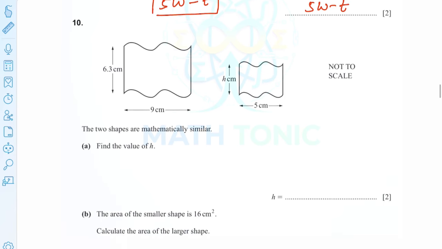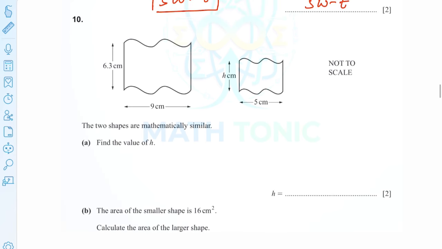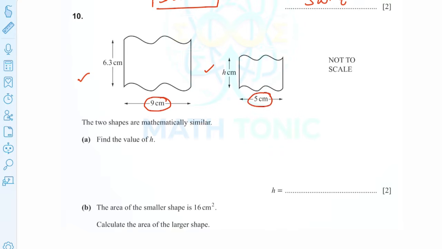Okay, question number 10. Question number 10 is about similar shapes. If you remember, similar shapes mean we should consider scale factor: length scale factor, area scale factor, or volume scale factor, depending upon the question. So it's given that these two figures are similar shapes, mathematically similar, right? If you see, the length is given as 9 centimeters, and the other length is given as 5 centimeters.